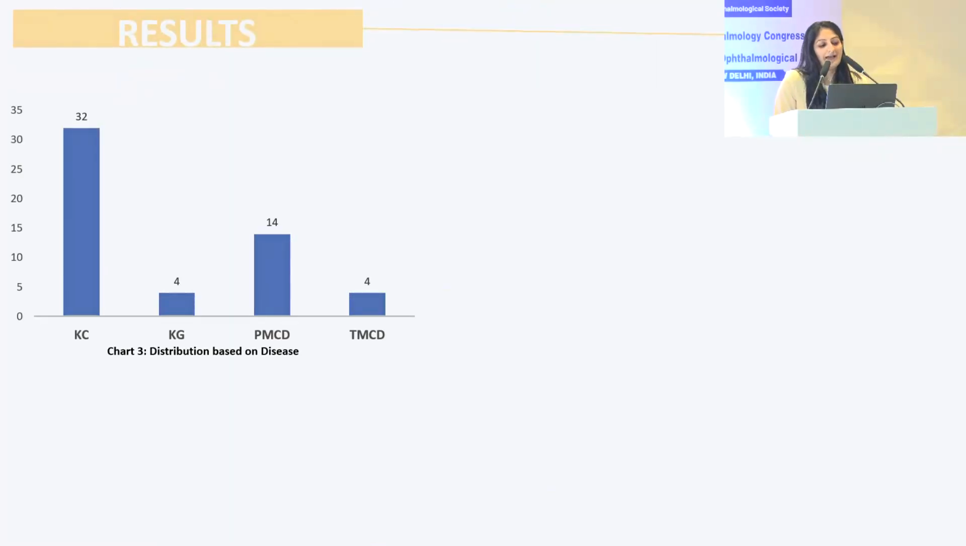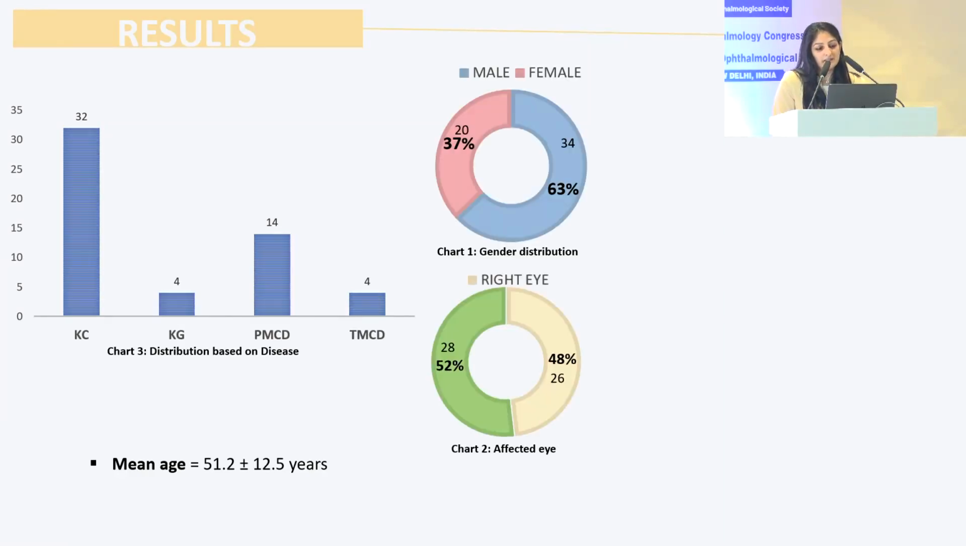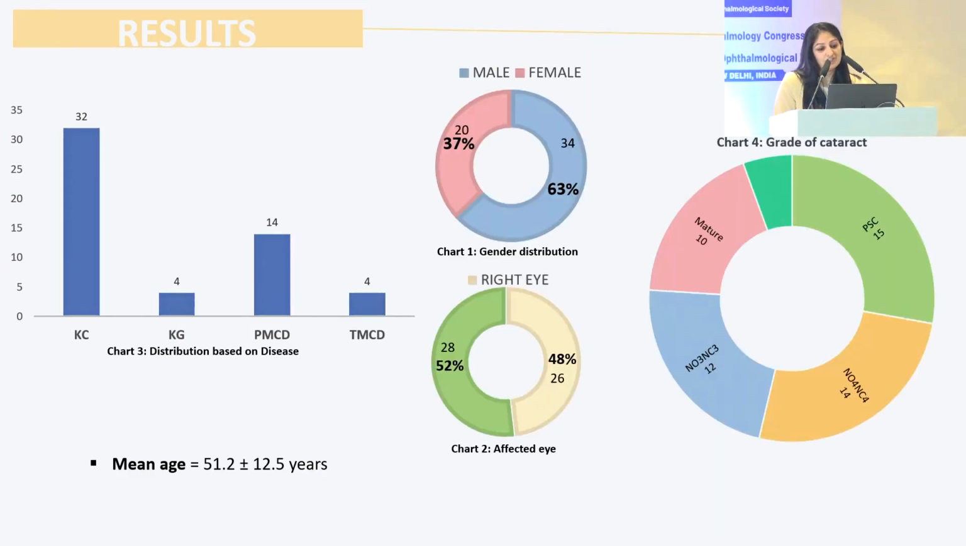32 eyes in our study had keratoconus, 14 had PMCD, 4 had keratoglobus, and 4 had TMCD. The mean age of the population was 51 years. Majority were males, majority had right eye involvement, and nuclear sclerosis was the most common type of cataract.